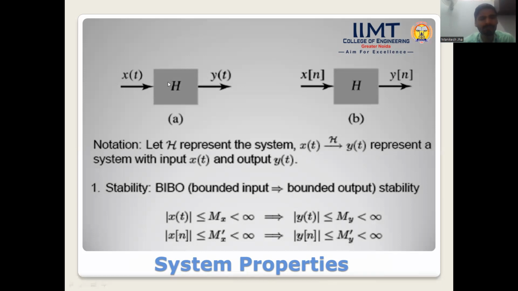So how do we find the stability? For stability, it follows BIBO. BIBO means bounded input, bounded output. If BIBO is satisfied, it means the system is stable. So one signal is there, M of x. M of x lies between the magnitude of x of t and less than infinity. It means the magnitude of x of t should be finite. Then we can tell it is a stable signal.